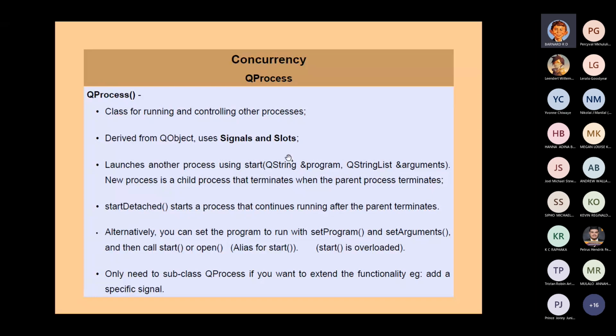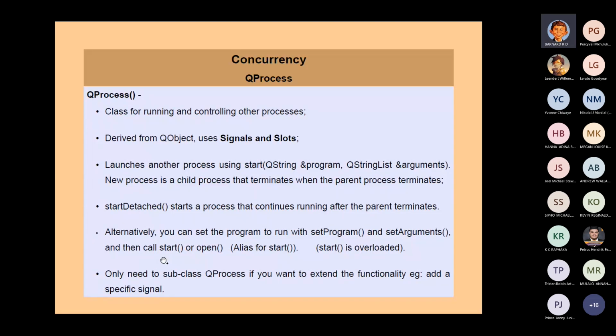And then as alternatives to passing those arguments to the start method, you can actually set them individually. There's a setProgram and a setArguments method, and then just call start without arguments. Start is obviously overloaded. So you can call the start method and pass it a program name and its command line arguments, or you can set the program, set the arguments, and then call the start method.